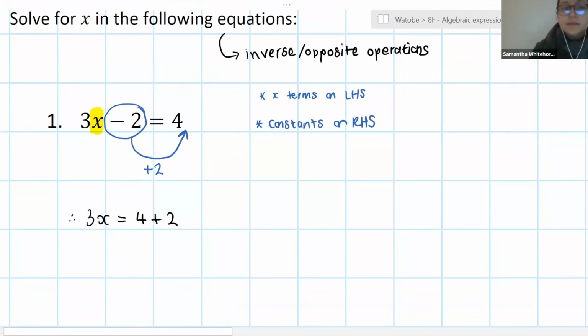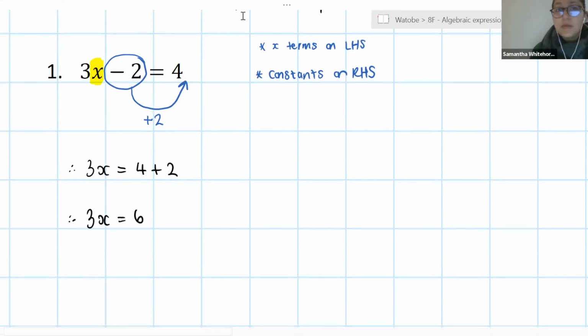Okay, I can simplify that. I know what 4 plus 2 is. It's 6. And now I have to say, okay, I've got this, but how do I get x alone? Because remember, I don't care what 3x is. I just want x. Now, does someone maybe want to tell me, or put up your hand, or pop it in the chat? How am I now going to get x alone? What do I need to do?